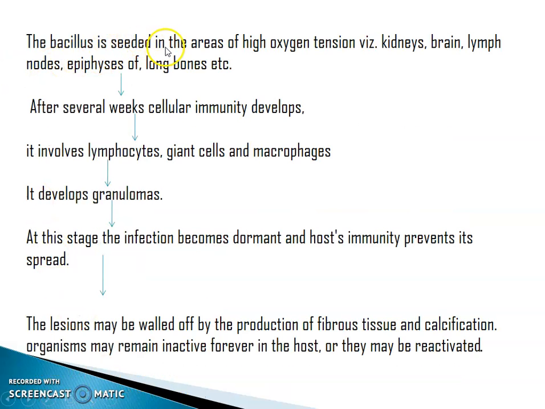The bacillus is then seated in areas of high oxygen tension, that is kidney, brain, lymph node, epiphysis of a long bone, etc. After several weeks, cellular immunity develops. It involves lymphocytes, giant cells and macrophages. Again it develops granulomas. At this stage, the infection becomes dormant and host immunity prevents its spread. The lesion may be walled off by the production of fibrous tissue and calcification. The organism may remain inactive forever in the host, or it may be reactivated.